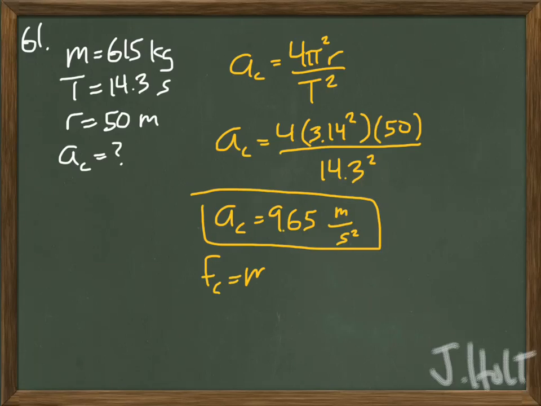Next I need to find the force. So I know that F is equal to ma, and that works for any type of acceleration. If you're talking about the acceleration of gravity, the force would be mass times the acceleration of gravity. If we're talking about centripetal acceleration, then the centripetal force is equal to mass times centripetal acceleration, as long as your F and your a are the same thing. If you're talking about the force of gravity, you need to use the acceleration of gravity. If you're talking about the centripetal force, you need to use the centripetal acceleration. As long as they're the same, then you can use F equals ma.